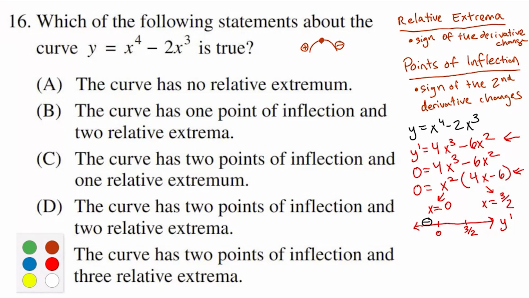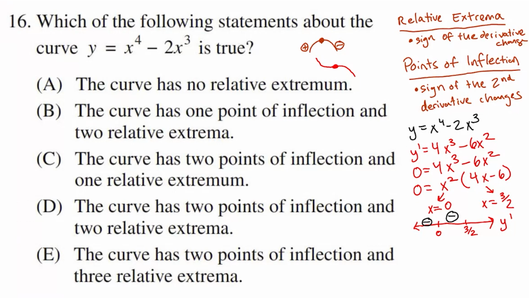Between 0 and 3/2, I can pick a number like, say, 1, and if I substitute that into y prime, I'm going to get a negative number. So notice we do not have a sign change at x equals 0. What might be happening on the graph of y is we have a negative slope and then a negative slope after the slope becomes 0. So in that case, that would not be a relative extreme.